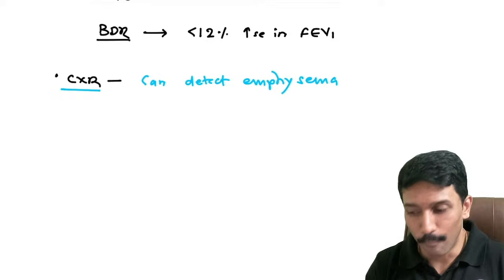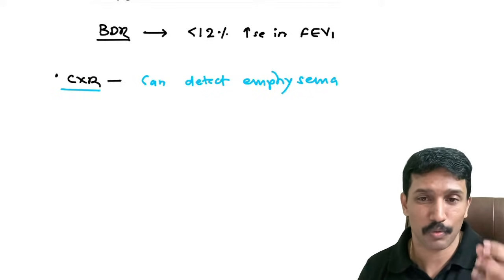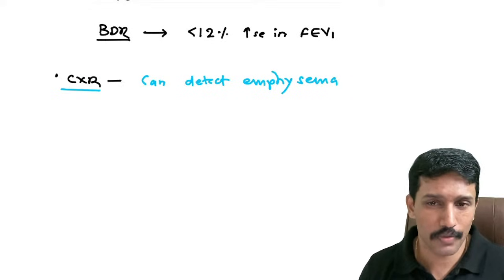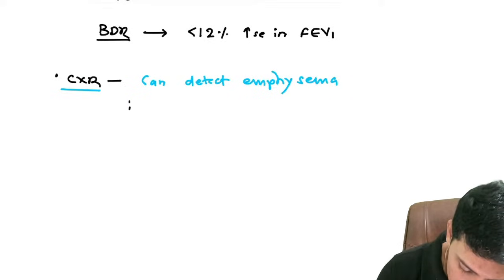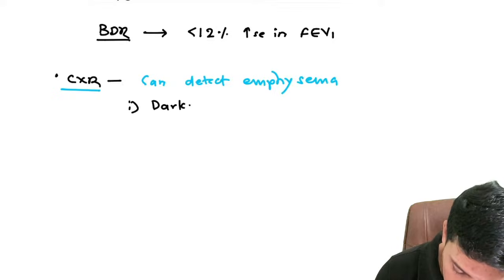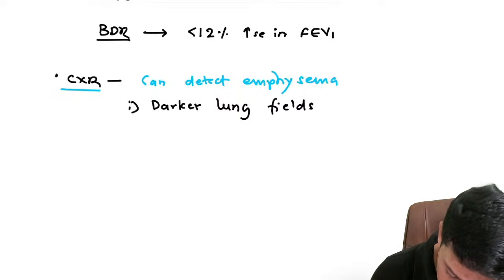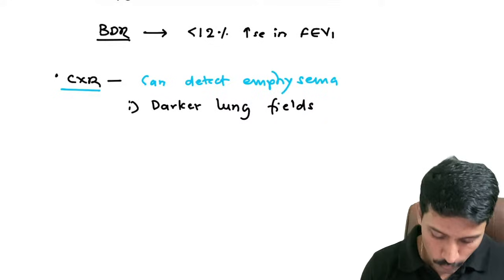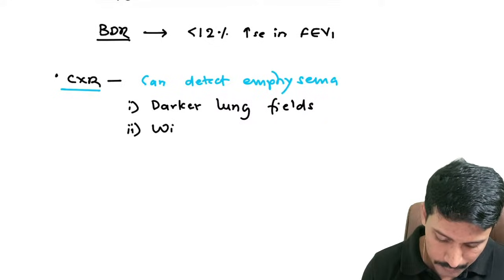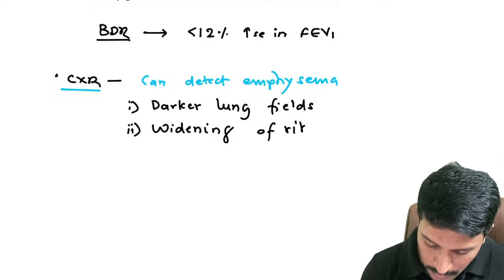Because of more air being in the lungs, the air is responsible for a darker appearance of the lung fields. More air, you will have darker lung fields. So that is the first finding: you will have darker lung fields. Second, because of the lungs' size expansion, you will have widening of the rib spaces.